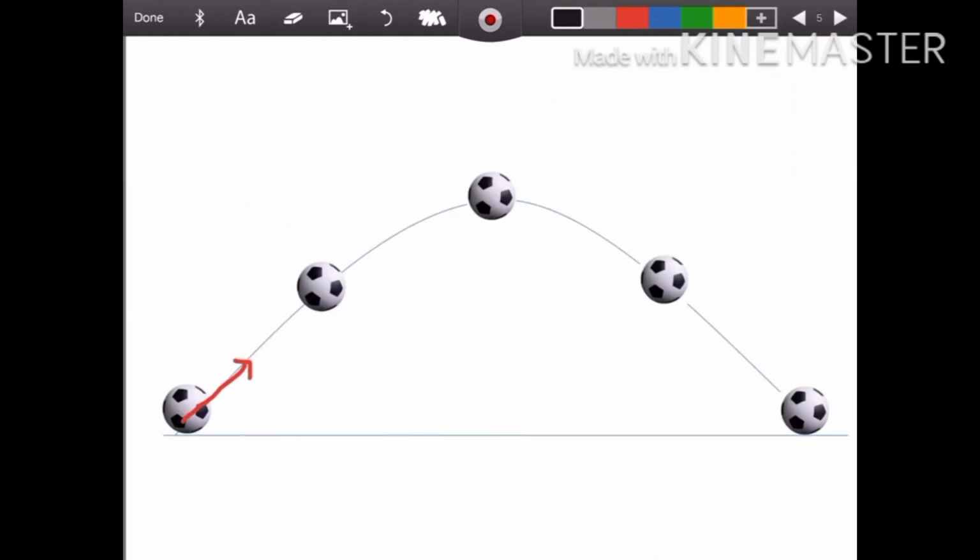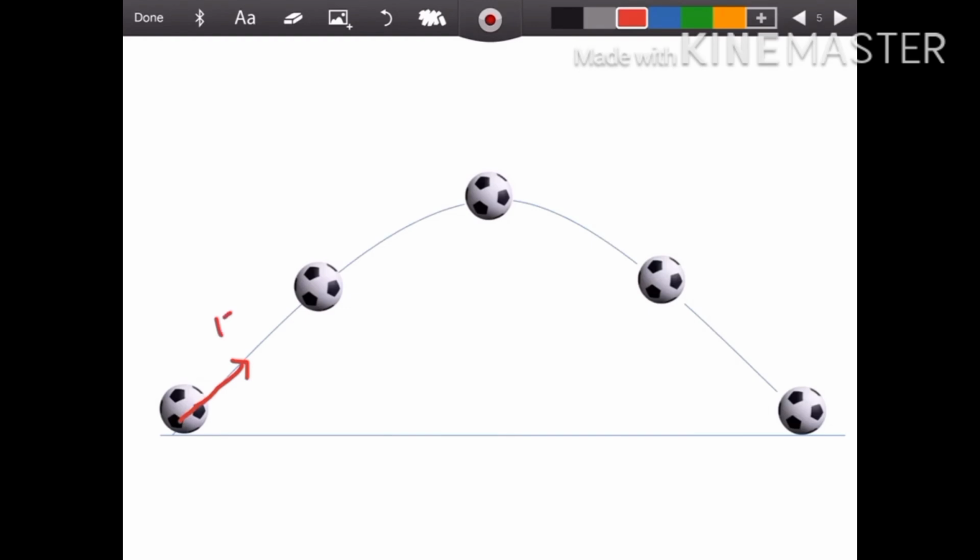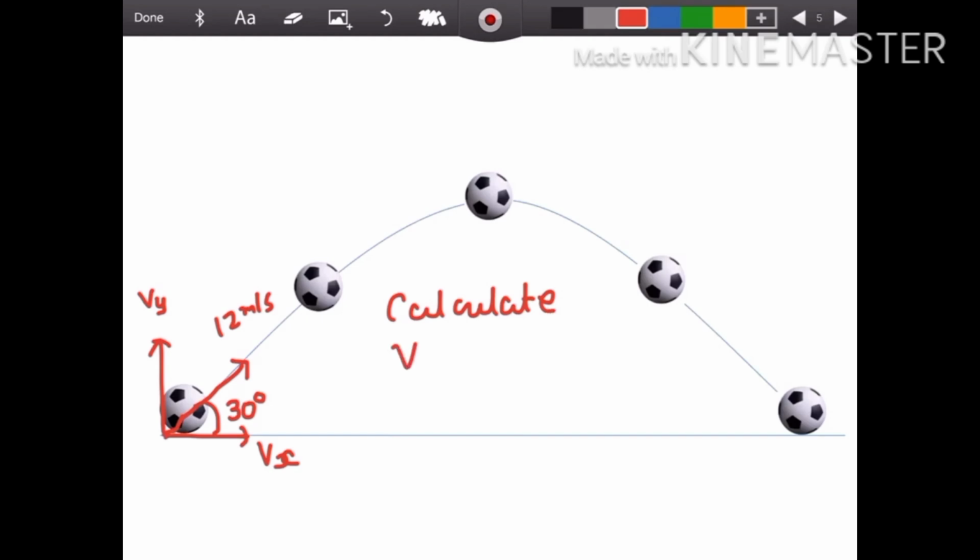Now suppose for this case, this velocity is given as 12 meters per second, and its two components will be Vx and Vy. This angle they have mentioned as 30 degrees in the question. Calculate the horizontal velocity Vx and Vy. How should we approach? Simple.